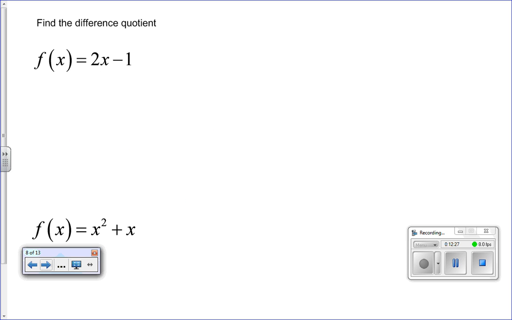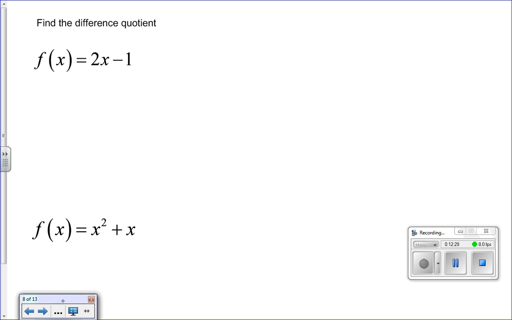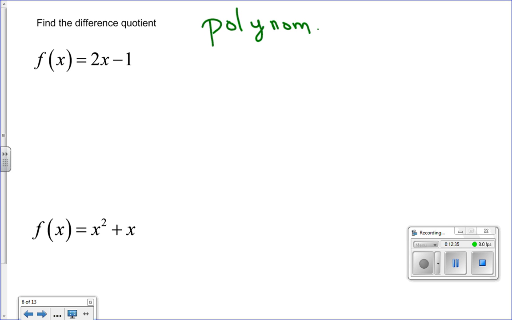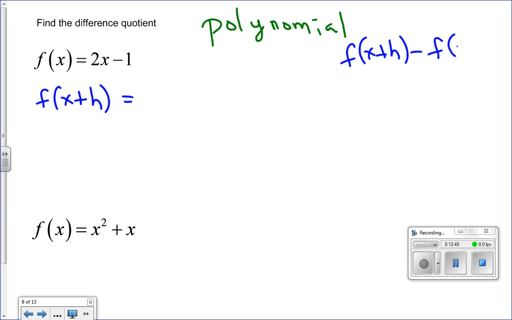functions. You notice here that we have two polynomials. When I have a polynomial, a vertical organization will be advantageous. For example, what I want to do first is find f of x plus h. All right. Here, let's just write a formula over here. It's f of x plus h minus f of x all over h. So the first thing I'm going to do is compute that term.